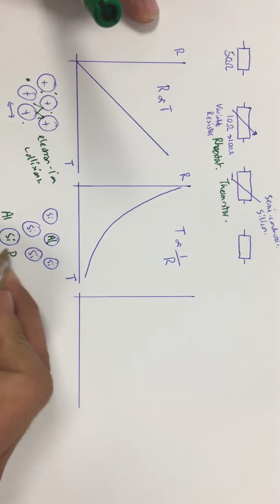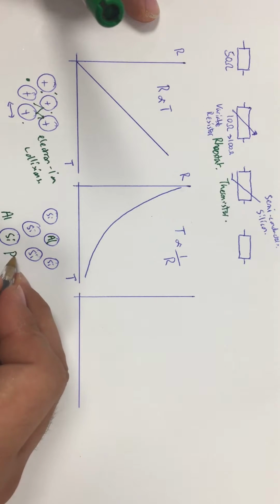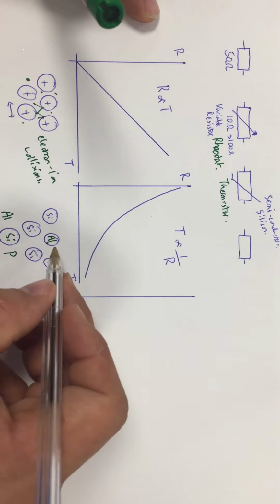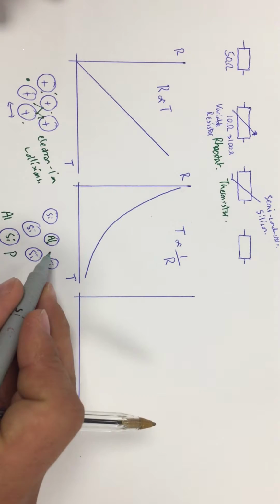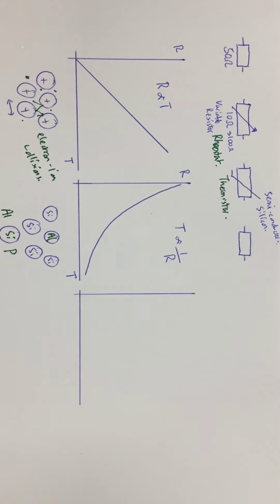Or if I did this with phosphorus and I added a phosphorus impurity, I would add an extra electron, which again means there's an extra electron to flow around and hence conduct. So it's a little bit trickier to understand how a semiconductor works, and it's not something you're going to be asked about in your exam.